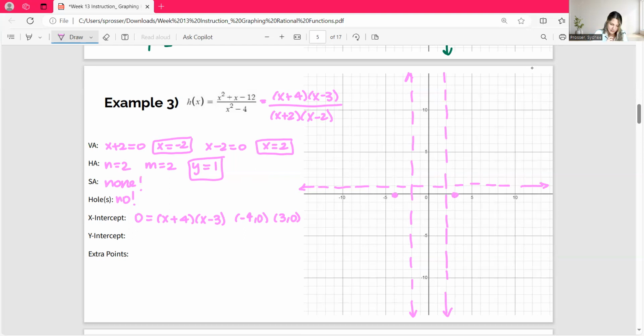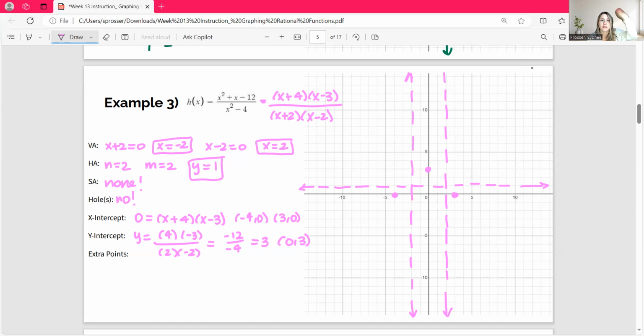And let's see, y-intercept, I'm going to set all the x's to 0. So I've got y equals 4, because that's going to be 0 plus 4 is 4 times -3 over 2 times -2. So that gives me -12 over -4. Gives me a y-intercept at (0, 3). I can plot that. So guys, notice this gives me a lot of information, but I still need extra points.